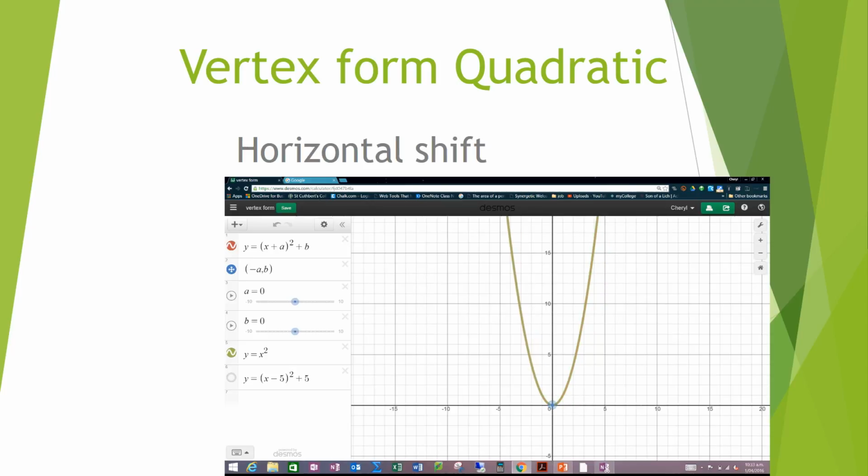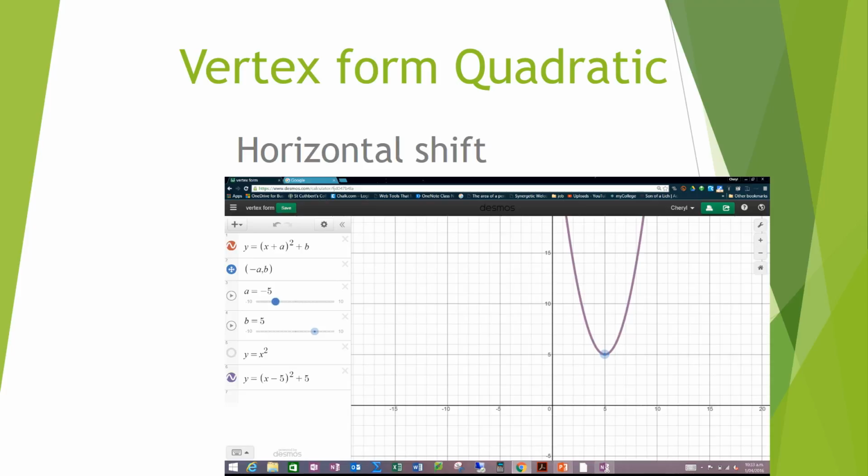So if we put this over here where a is 0 and b is 0, we get y is equal to x squared. Now, if we move the graph by its vertex so that it's over 5 and up 5, this is the new equation. And just to make sure that you understand, I'm just going to flick that off. There's the new equation, x minus 5 all squared plus 5. It's been moved to the right 5 and up 5.